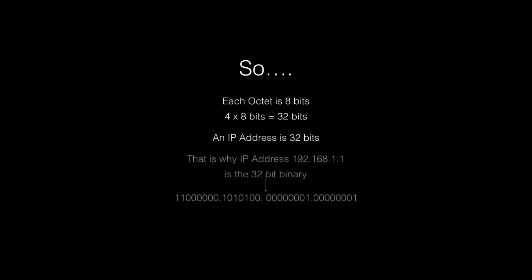An IP address has 32 bits. Again, 4 times 8 bits equals 32 bits. This is why 192.168.1.1 is the 32-bit binary address of that IP number, and it looks like the binary numbers, the ones and zeros that you see below.